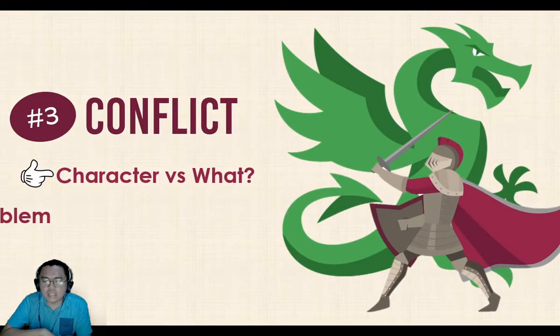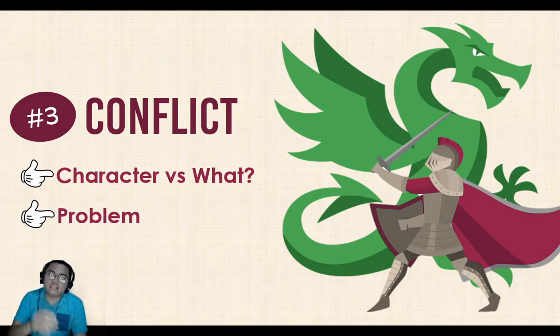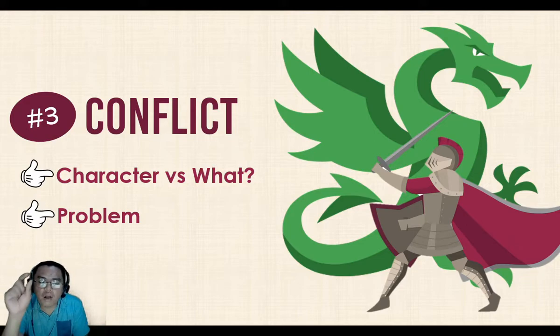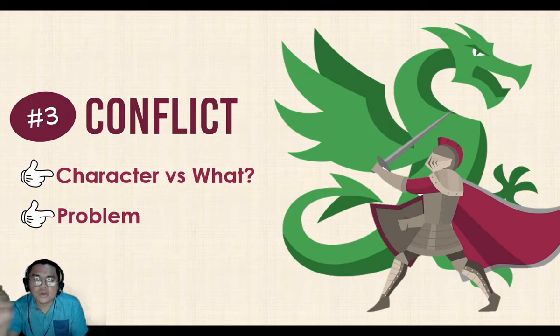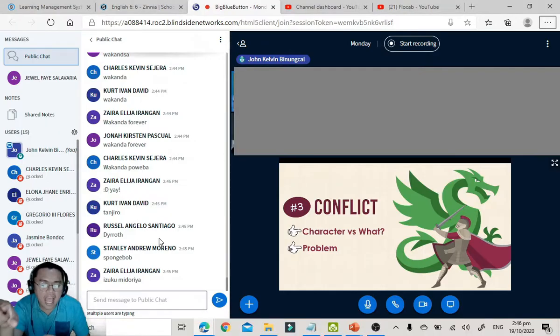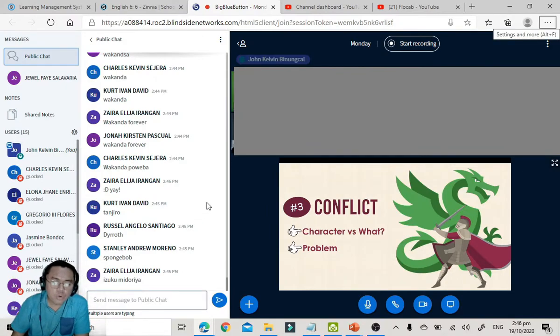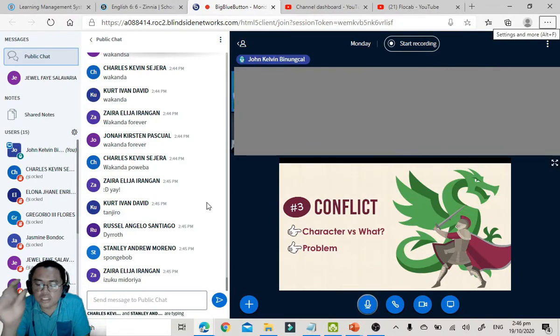The next one is the conflict. Now, it's not enough that you have a character and the setting. You need to have a conflict or a problem. A conflict is the problem that is currently faced in the story. It is what we call the character versus what. We have the protagonist. Now, what is this protagonist coming up against? Who is the enemy of the protagonist? Kasi, if you don't have someone who would fight the protagonist, then what's the story?